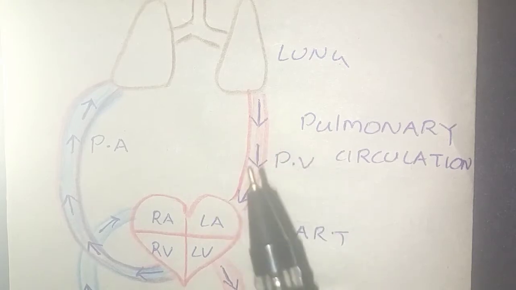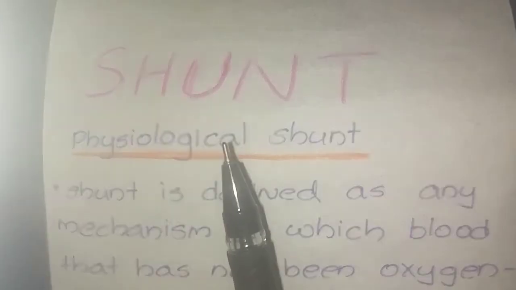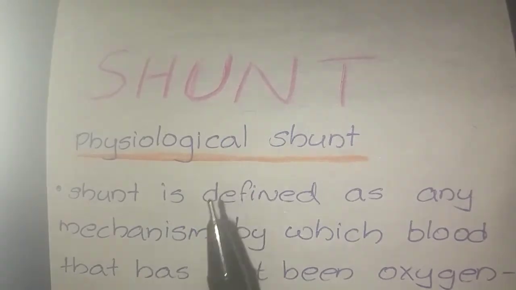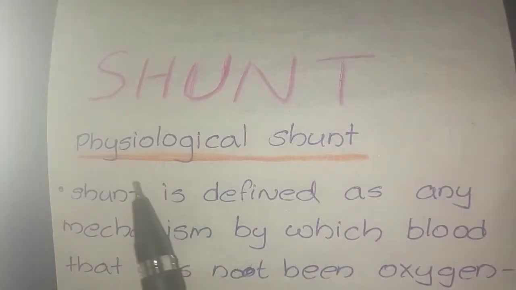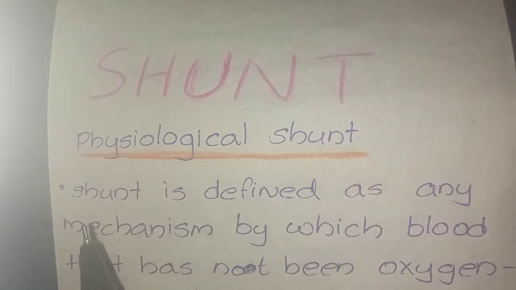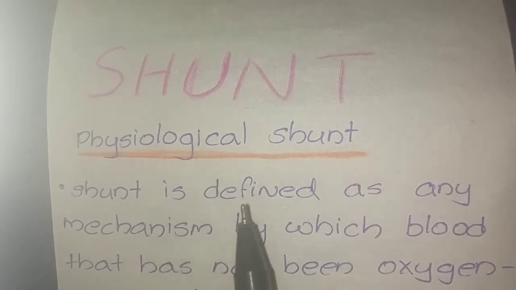Now let's move directly into the topic, the shunt. The shunt is divided into two, that is the physiological shunt and the pathological shunt. First we need to discuss the physiological shunt, and first the definition of the shunt.